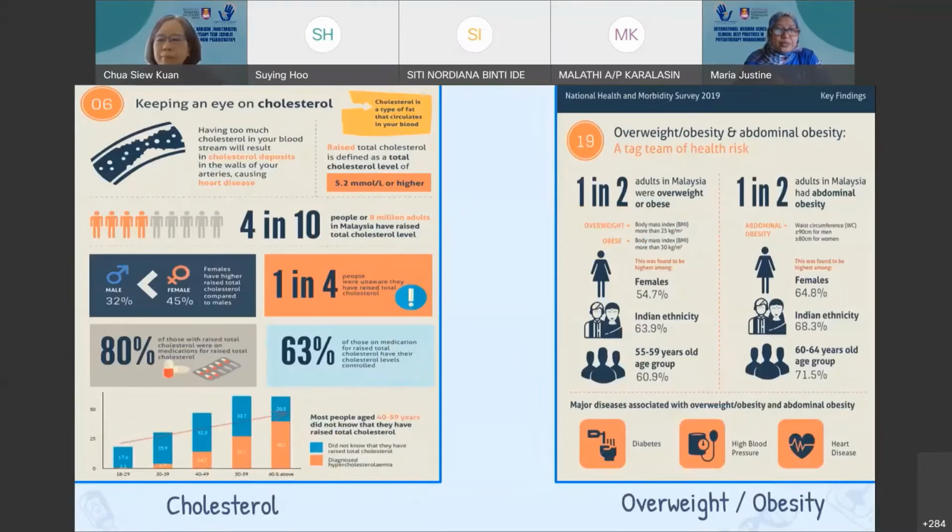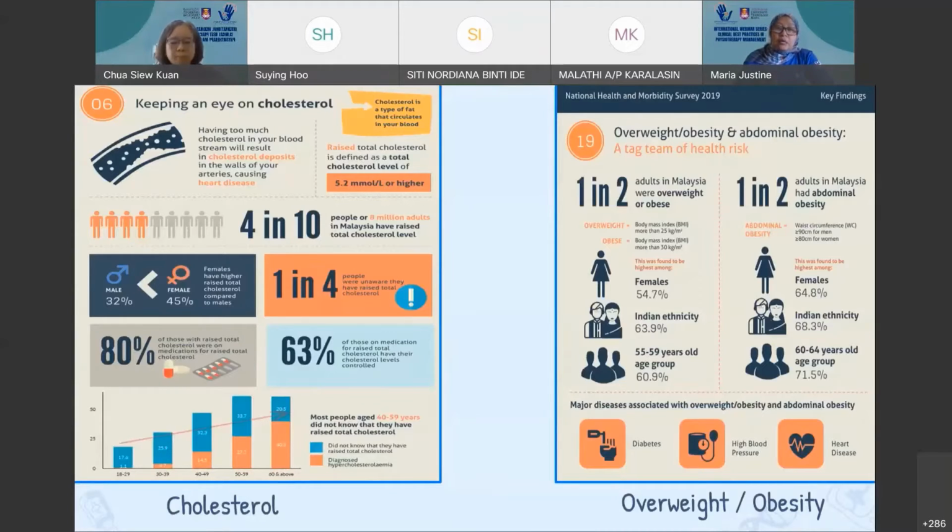Okay, all right. And cholesterol also, which is one of the characteristics of metabolic syndrome. In Malaysia, 4 in 10 people, or 8 million adults, have raised total cholesterol levels. So we know that with the aging of the population, the number also increases, right?